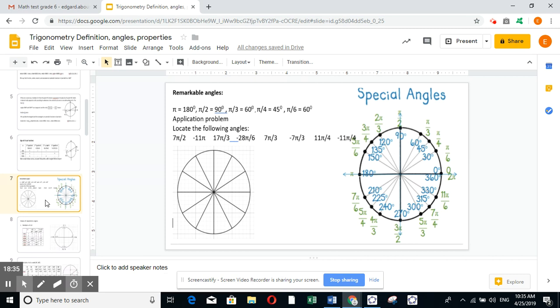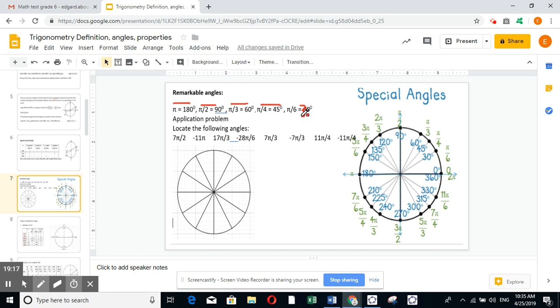So now we're going to start with the remarkable angles. What are the remarkable angles? Remarkable angles are the angles whose values we can know. The first remarkable angles are 180 degrees, which is pi, 90 degrees, which is pi over 2, pi over 3, where pi is 180, over 3 is 60 degrees, pi over 4, 180 over 4 is 45, and pi over 6, which is 180 over 6, 30 degrees.